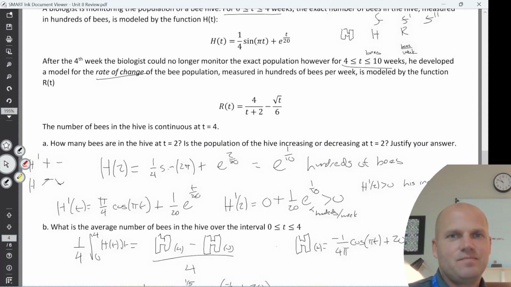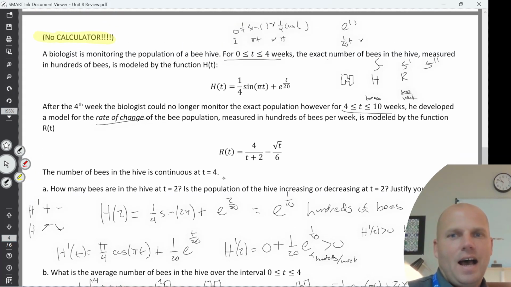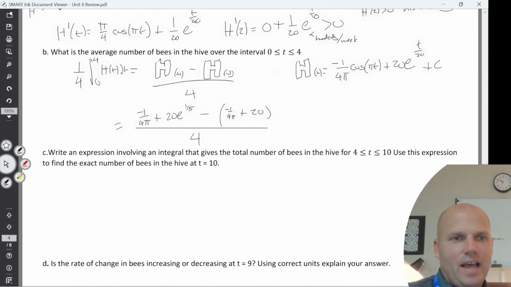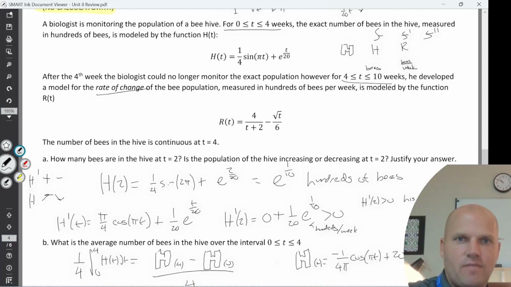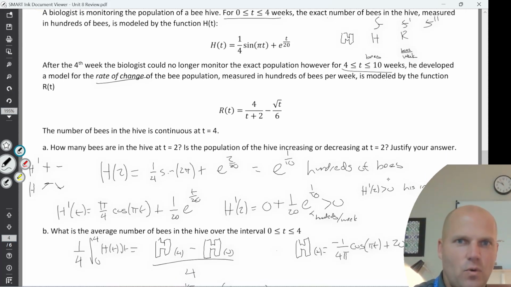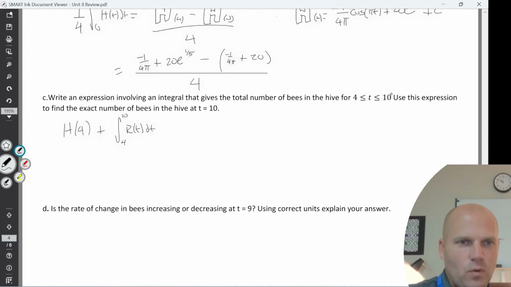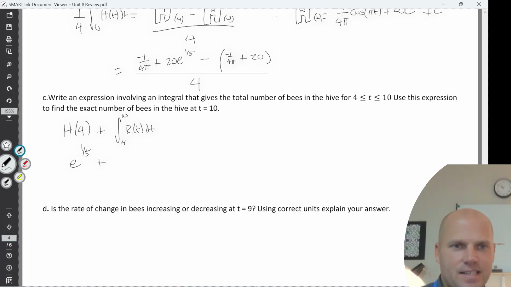Well, here's the deal. I need to know that accumulating R gives me the change in the population from 4 to 10. What I also need to incorporate is a starting position. Since R is a rate of change, we also have to consider how much is in the hive at h of 4. So h of 4 is e to the 1/5. This e to the 1/5 needs to be added to this.